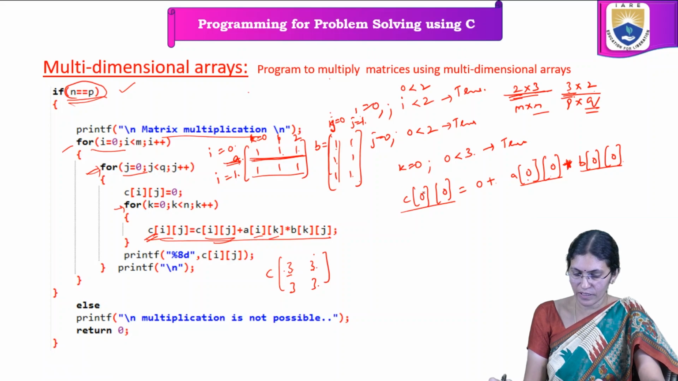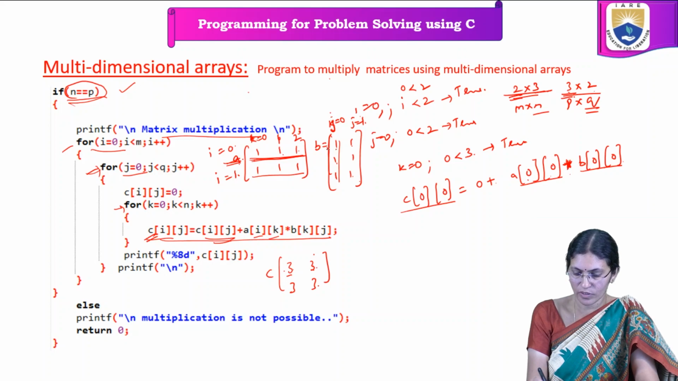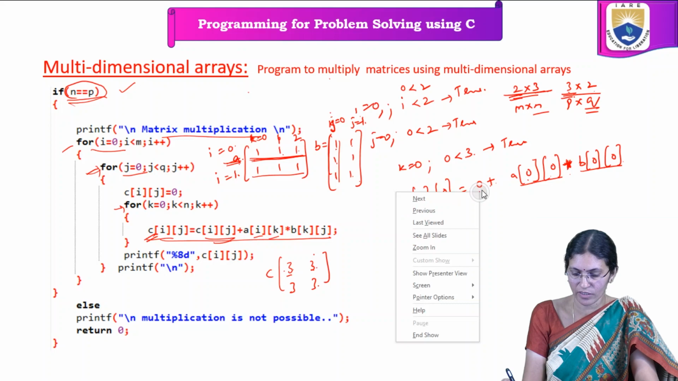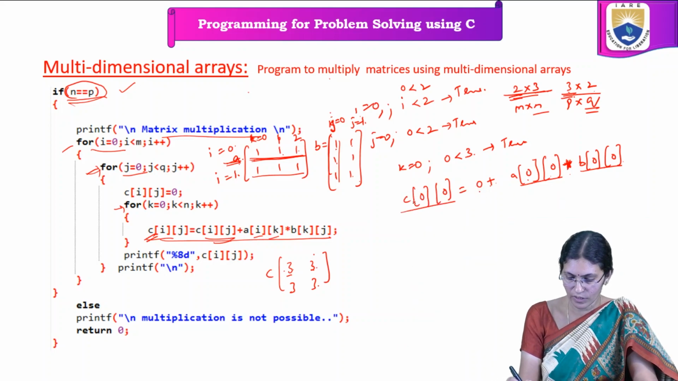Now you can understand with the help of this. Initially, C of 0, 0 will be equal to A of 0, 0 into B of 0, 0. These two will be multiplied, plus C of ij. C of ij is 0. So therefore C of 0, 0 is equal to 0.